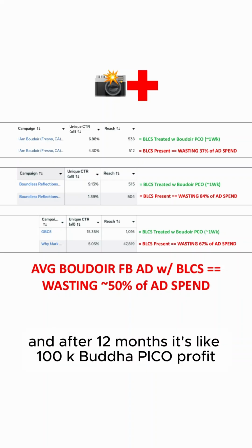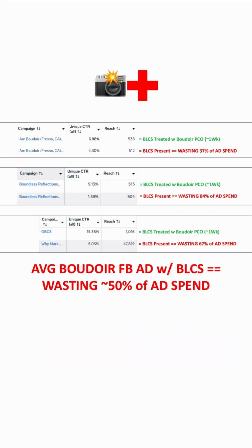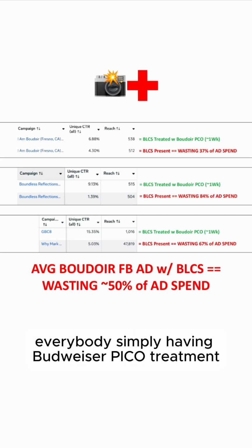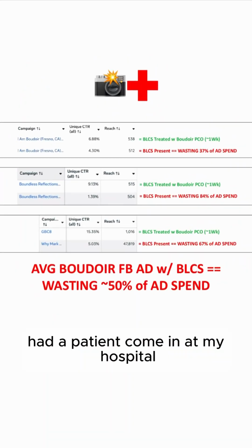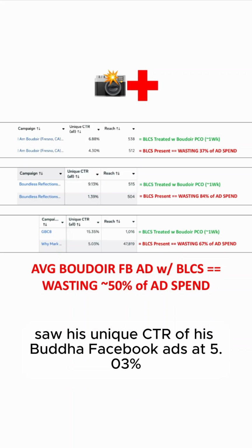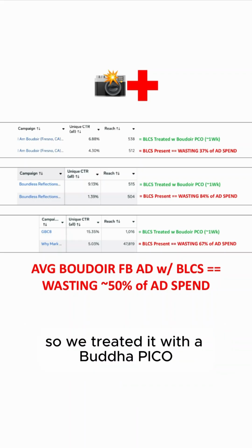And after 12 months, it's like 100K Boudoir Pico profit, literally by simply having Boudoir Pico treatment once. Finally, we had a patient come in at my hospital, who saw his unique CTRL of his Boudoir Facebook ad as 5.03%. So we treated it with Boudoir Pico.